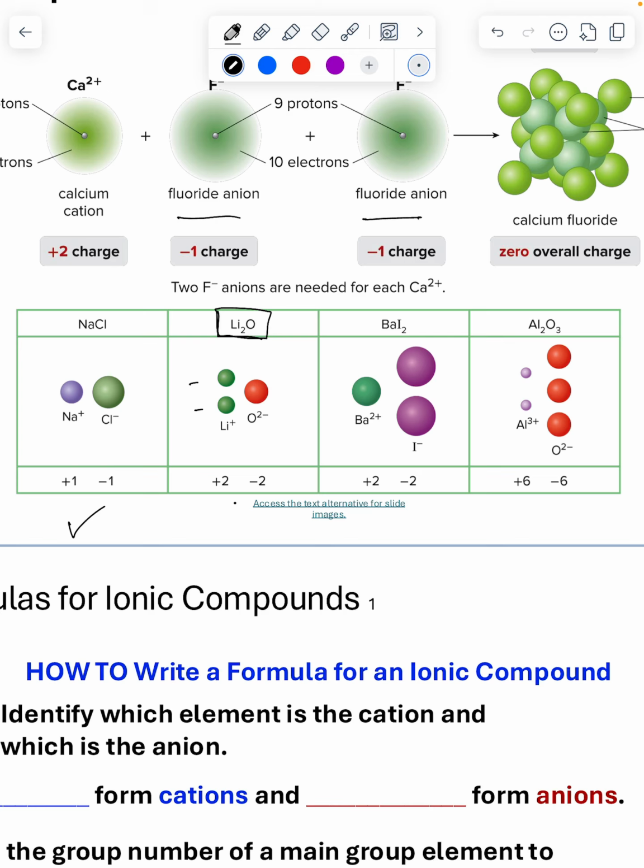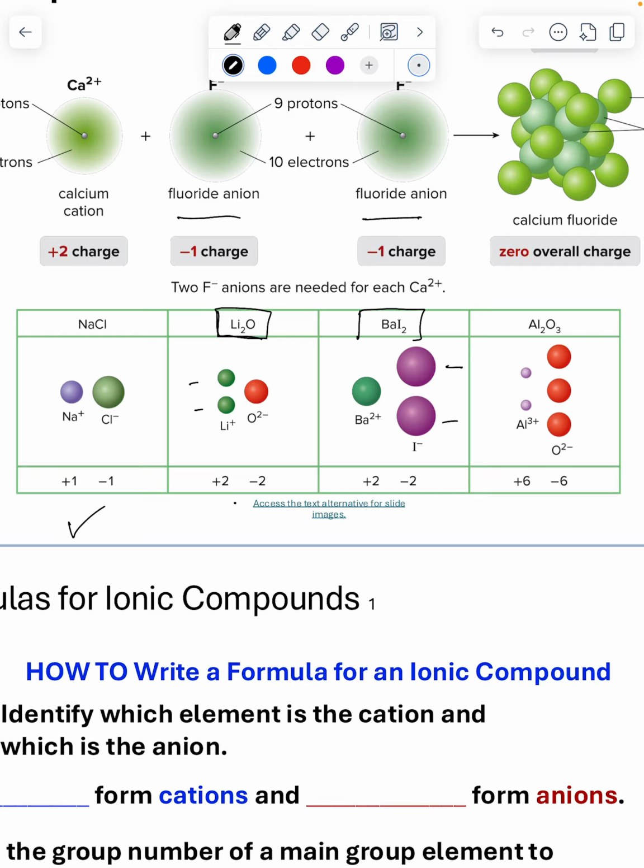The next example is barium 2+ paired up with iodide. Each of the iodides has a -1 charge, and so we needed 2 of those to balance out the charge. So here you see the formula BaI2. Remember, the subscript describes the element that it follows.